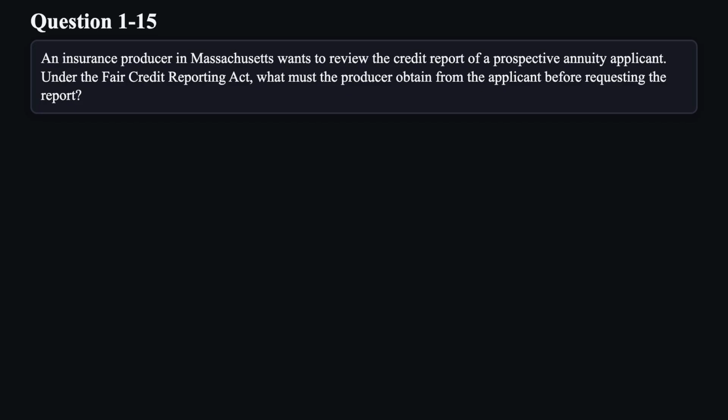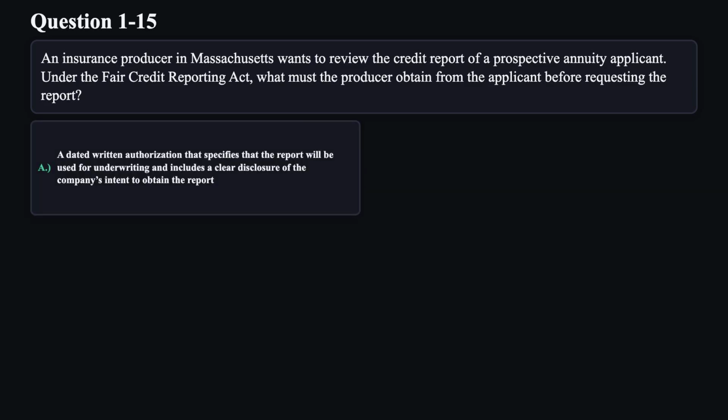Question 15. An insurance producer in Massachusetts wants to review the credit report of a prospective annuity applicant. Under the Fair Credit Reporting Act, what must the producer obtain from the applicant before requesting the report? A. A dated written authorization that specifies that the report will be used for underwriting and includes a clear disclosure of the company's intent to obtain the report.